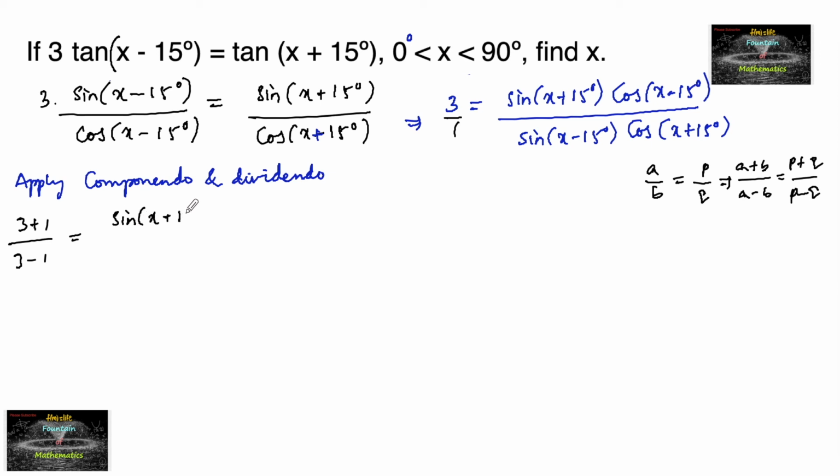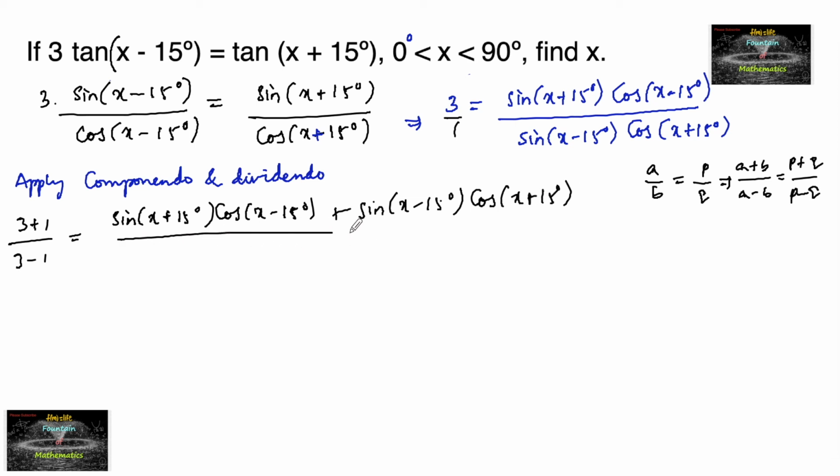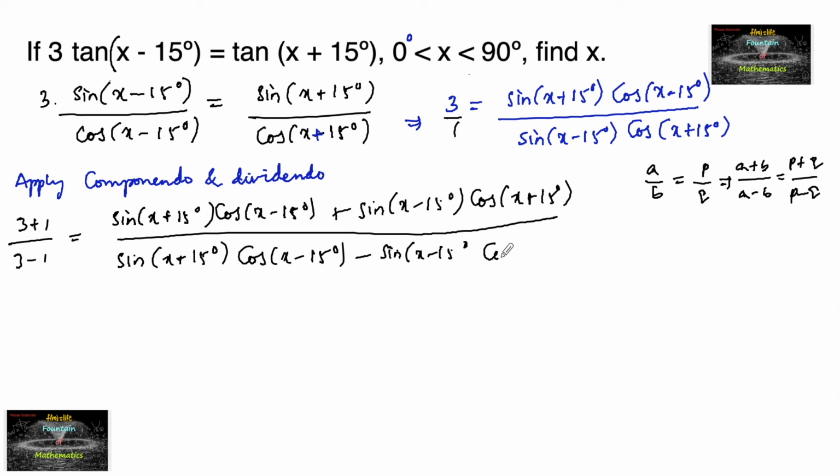the numerator sin of x plus 15 degrees into cos of x minus 15 degrees plus sin of x minus 15 degrees into cos of x plus 15 degrees, upon the denominator sin of x plus 15 degrees into cos of x minus 15 degrees minus sin of x minus 15 degrees into cos of x plus 15 degrees.